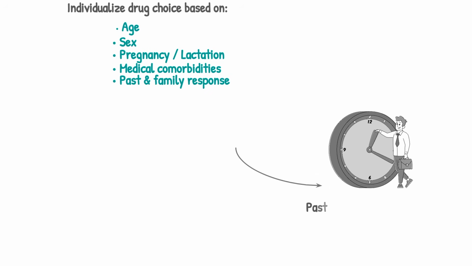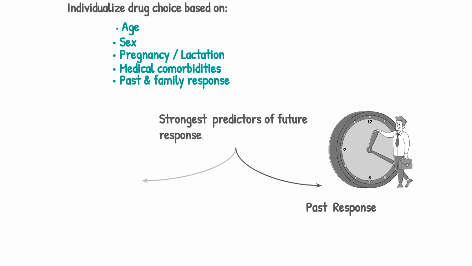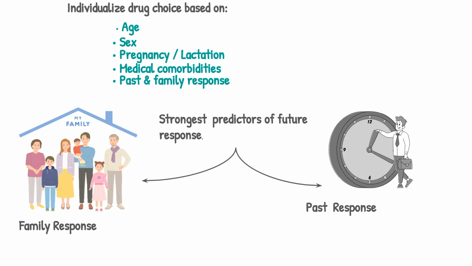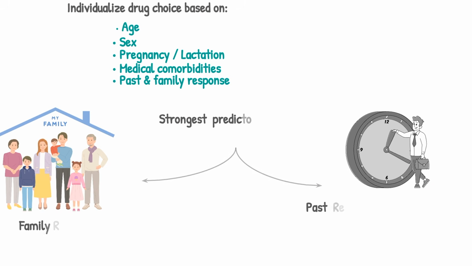Past response to medications is one of the strongest predictors of future response. Similarly, a positive family response to a particular drug may guide current choice. This principle helps reduce trial and error prescribing.